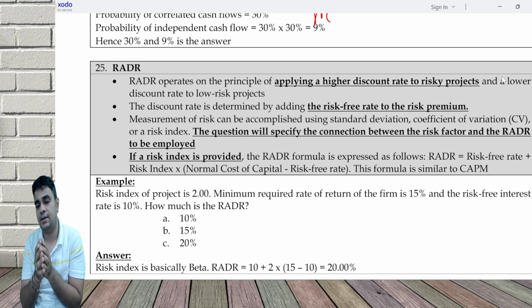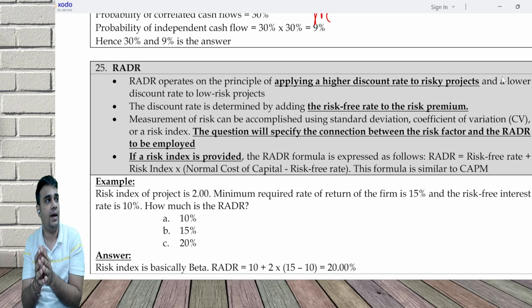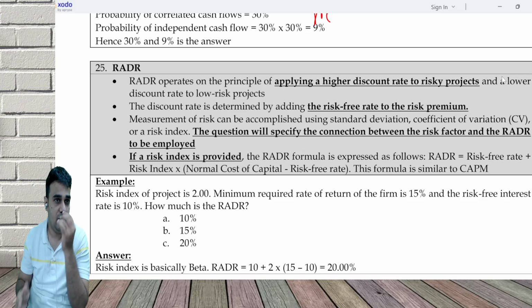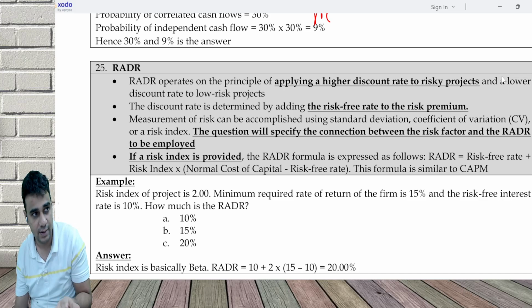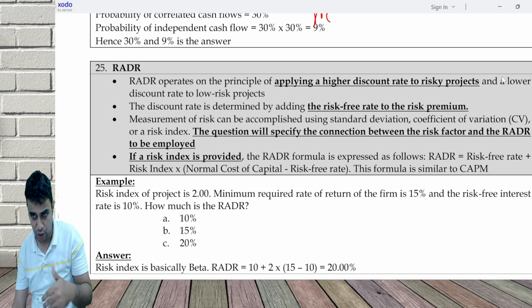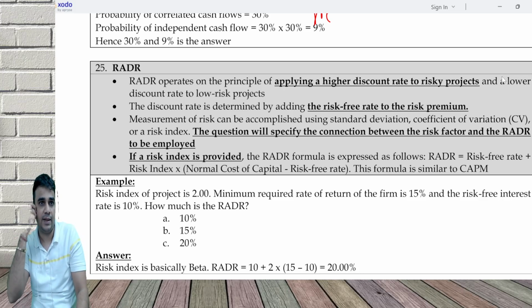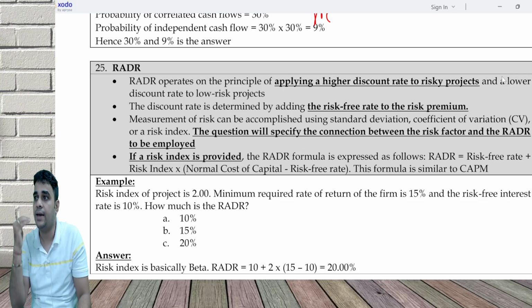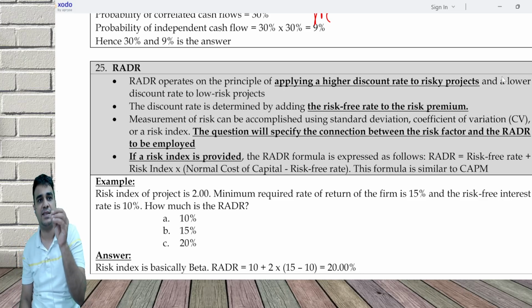RADR basically says the discount rate which we use cannot be the same for all projects. If you have a certain project which is more risky, then you will have to use a higher discount rate, and for a less risky project, a lower discount rate. Not sure why this came as a separate approach, because normally our analysis is in this manner only. That is, if you have a risky project, you have a higher discount rate, and if you have a lower risk project, you have a lower discount rate. But RADR makes it very explicit.